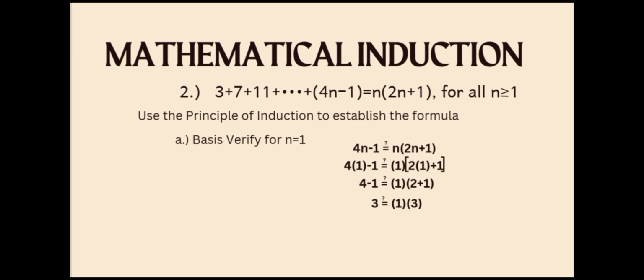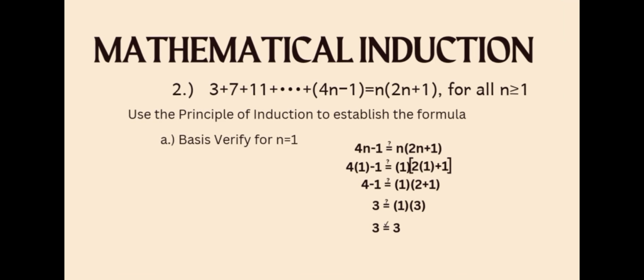Then we subtract 1 from 4, we'll have 3, and we add 1 to 2, we'll have 3. Therefore, we'll have 3, is it equal to 1 times 3? And then by simplifying, we'll have 3 is equal to 3. Hence, the formula holds true for n equal to 1.